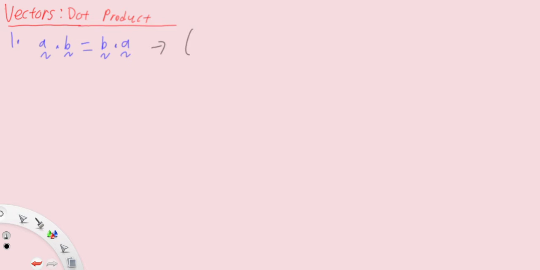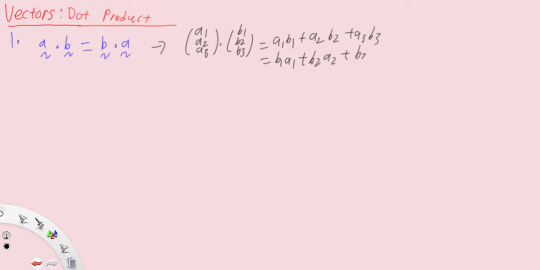So, let's say we have a as a1, a2, a3 dot b1, b2, b3, which equals a1 b1, a2 b2, a3 b3, right? And we can actually just rewrite this as b1 a1, b2 a2, and b3 a3, and that simply equals b dot a, right? So that is the proof. Of course, you can look at the mod a mod b cosine theta as well, where it's actually the same angle. So that's why b dot a is the same thing.